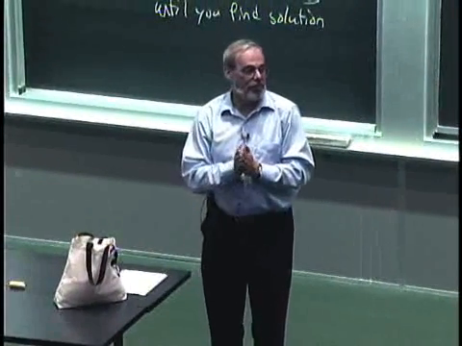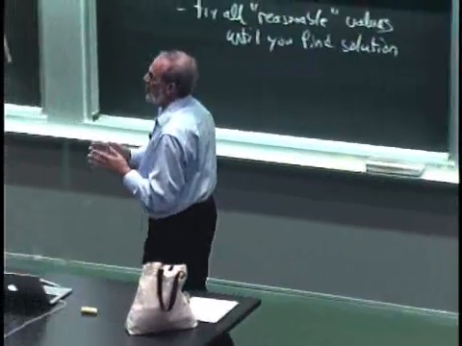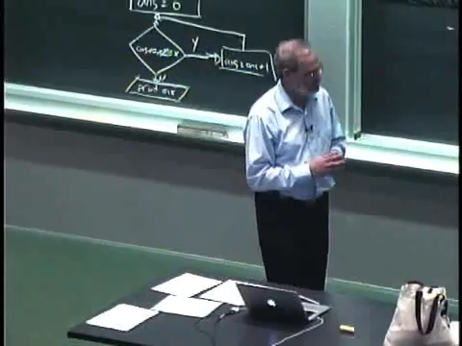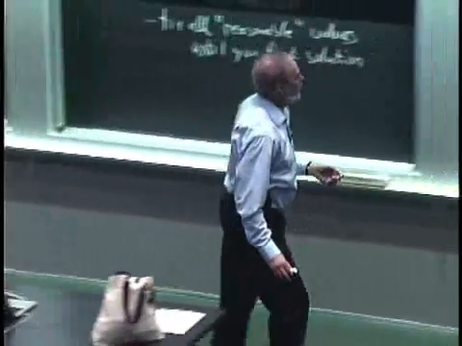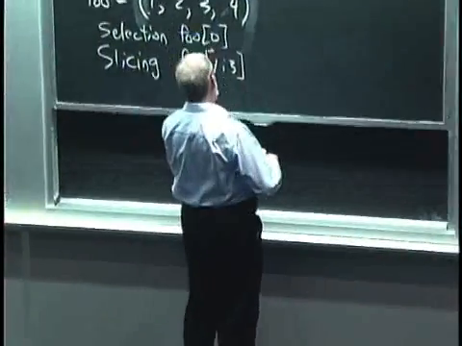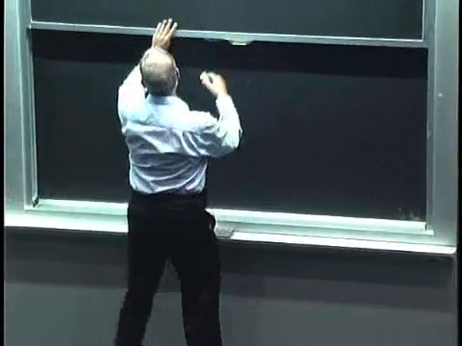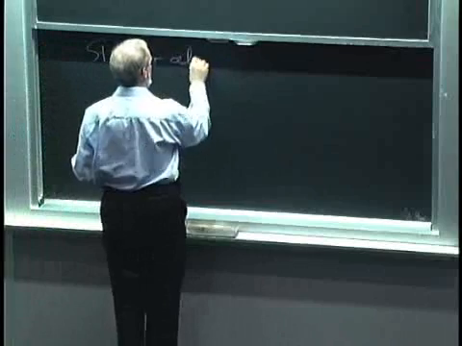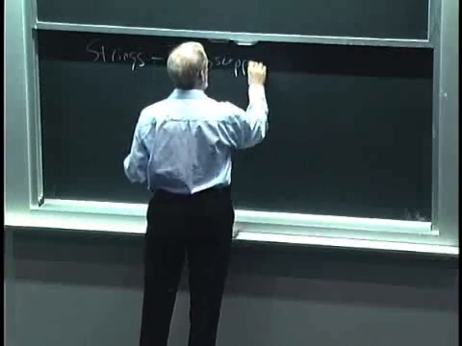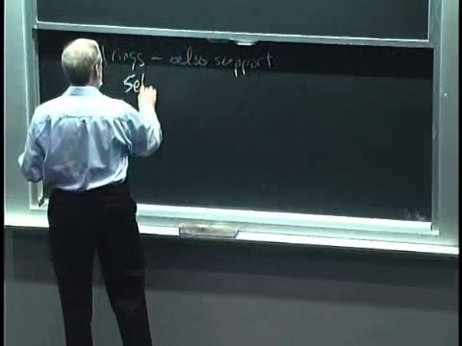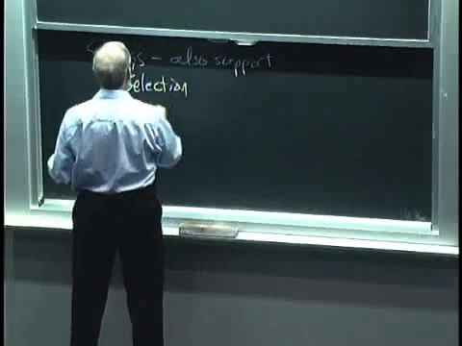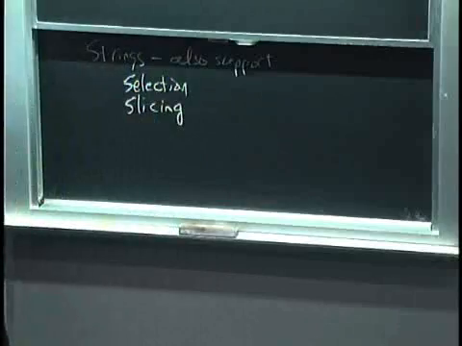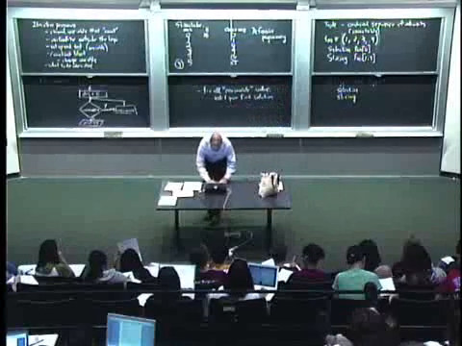We'd like to do the same thing with strings. That is, we'd like to be able to get pieces of them out. We'd like to be able to add them together or concatenate them together. We'd like to be able to slice them. And in fact, we can. So strings also support things like selection, slicing, and a set of other parameters or other properties. And let's just look at that.